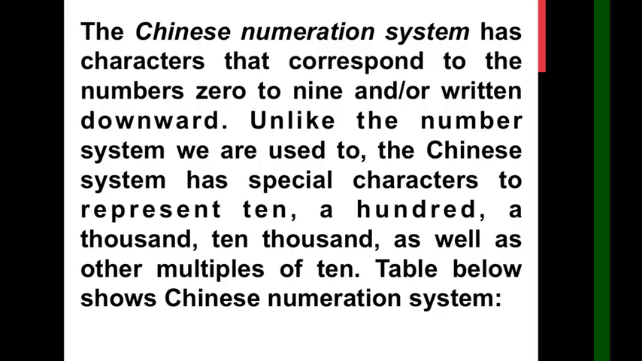This will be our last topic for the history of math. The Chinese numeration system has characters that correspond to the numbers 0 to 9 and are written downwards, pababa sinusulat, okay? Unlike the number system we are used to, the Chinese system has special characters to represent 10, 100, 1,000, 10,000, as well as other multiples of 10.